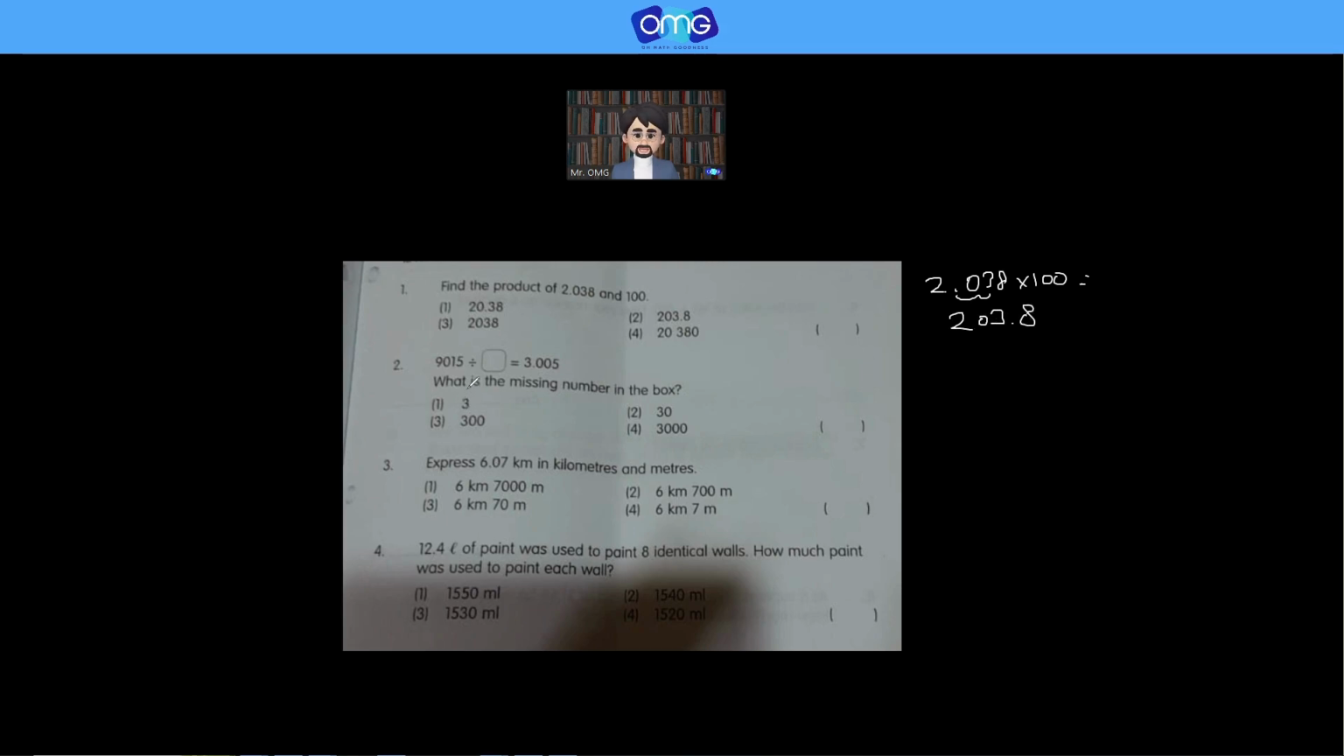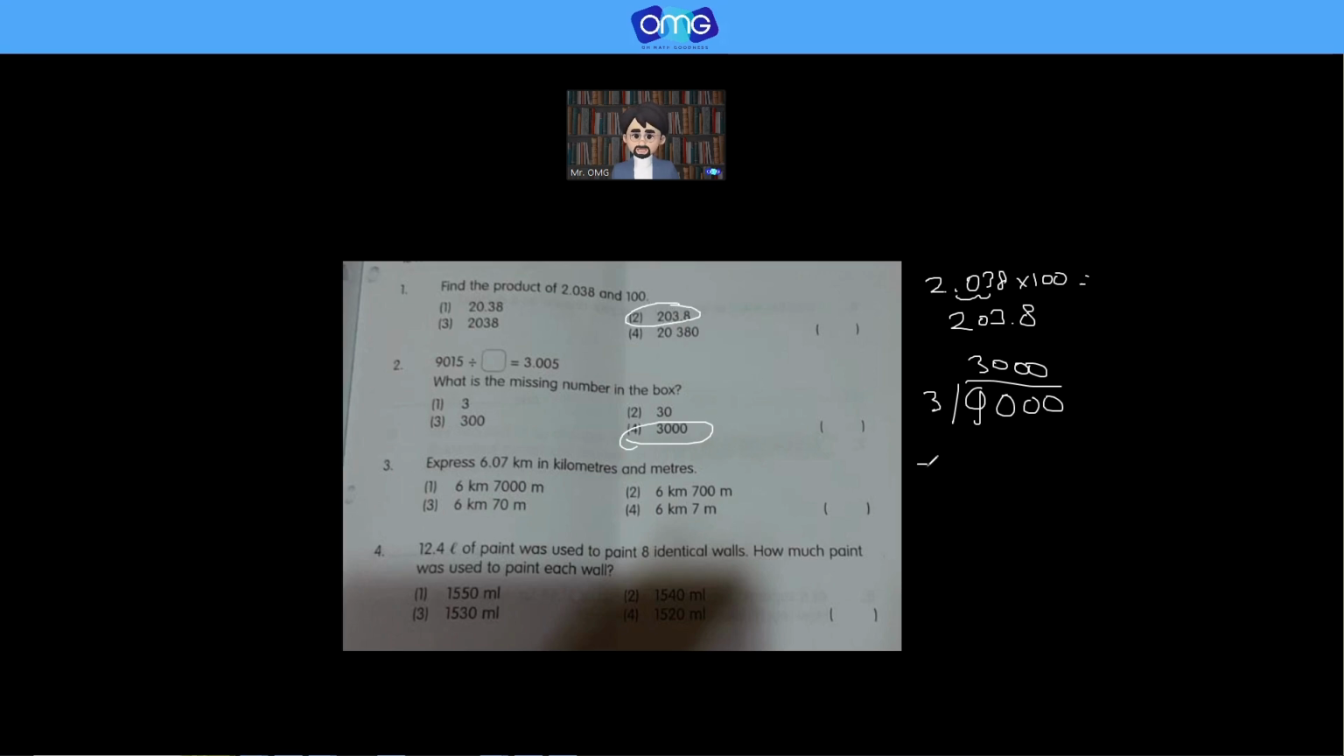Second question. What is 10,500 divided by 3.005? This is 9,000 divided by 3. 3,000, right? So the answer is supposed to be 3,000. That's the answer.